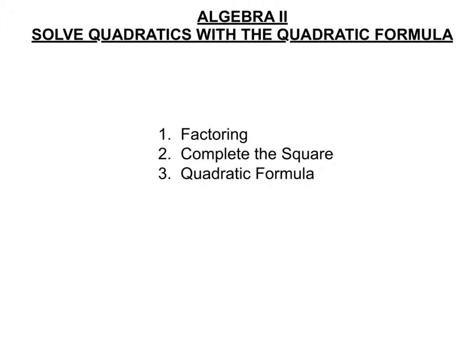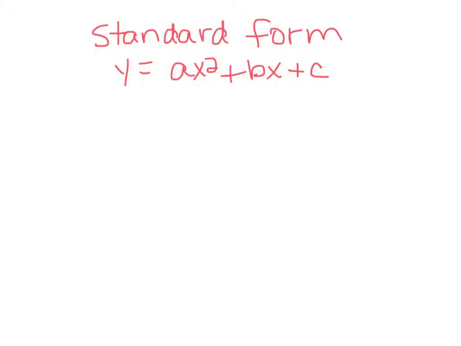There are three ways to solve quadratics: one with factoring, the second one with completing the square, and today we are going to look at the quadratic formula. Before we can do the quadratic formula, we have to recognize standard form as y equals ax squared plus bx plus c, where a is the coefficient of x squared, b is the coefficient of x, and c is our constant.